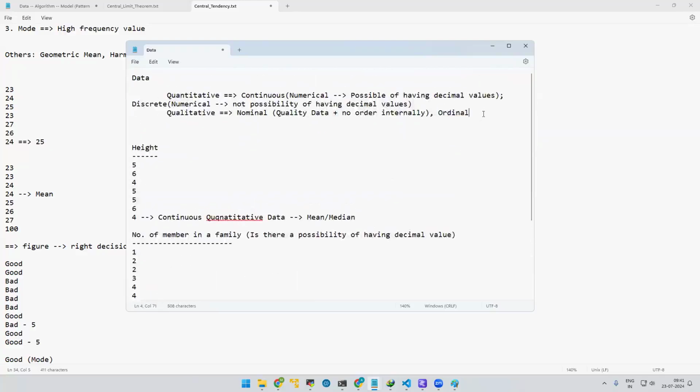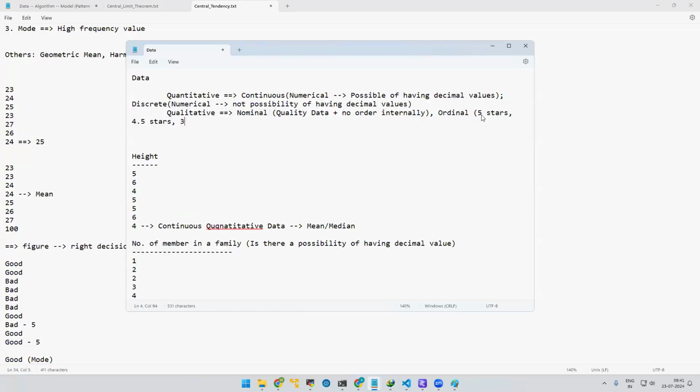Whereas the ordinal is basically, let's take movie reviews, 5 star, 4 star, 3 stars, or 4.5 stars, 3 stars. This is qualitative in nature, and this has an order. So 5 comes first, right? 4 comes later, 3 comes later, next to 4, and so on and so forth. So there is an order. It is qualitative in nature, 5 stars, 4 stars, and yet it has an order in it.